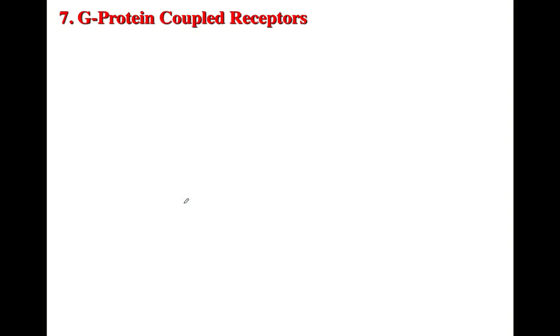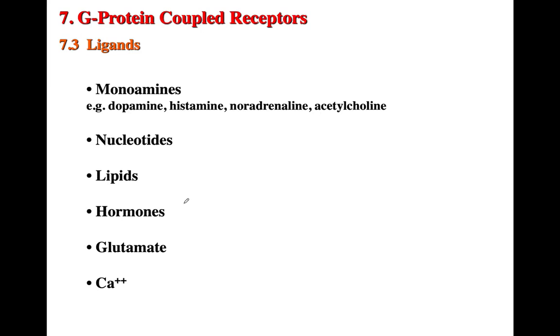And depending on the type of G protein coupled receptor, the chemical messenger will bind at different places. So those chemical messengers that affect the G protein coupled receptors are monoamines: dopamine, histamine, noradrenaline, norepinephrine, and acetylcholine. All these are examples. Then you have nucleotides, ATP, GTP, GDP. Okay. You have lipids, hormones, glutamate, calcium. All these are potential ligands for the G protein coupled receptors.